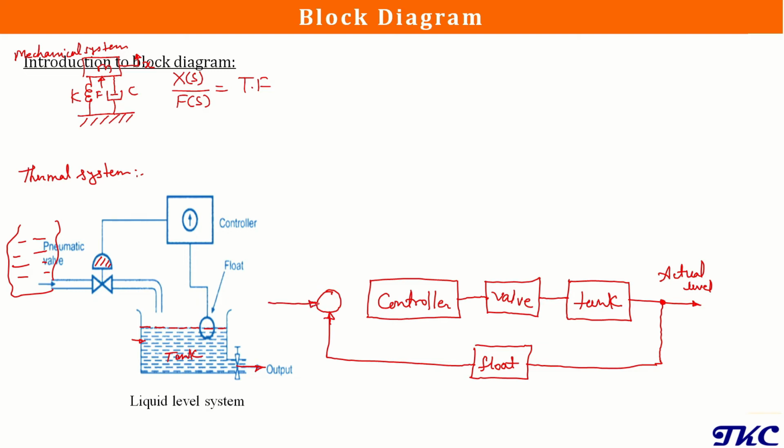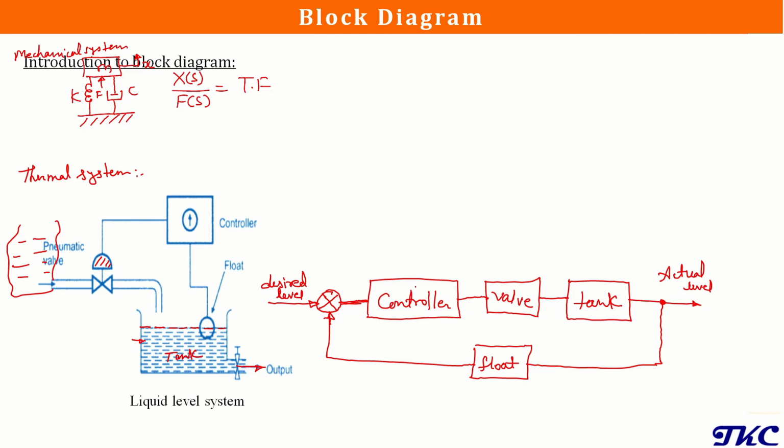So the desired level we will be having as an input here. Okay, so in control system we represent this comparator as a summing point. So now after comparison, whatever input we will be having will be sent to the controller. If there is a deviation in the level, this controller is going to actuate this valve to achieve the desired level in the tank. So in this way you can represent this entire actual physical system in terms of block diagram.